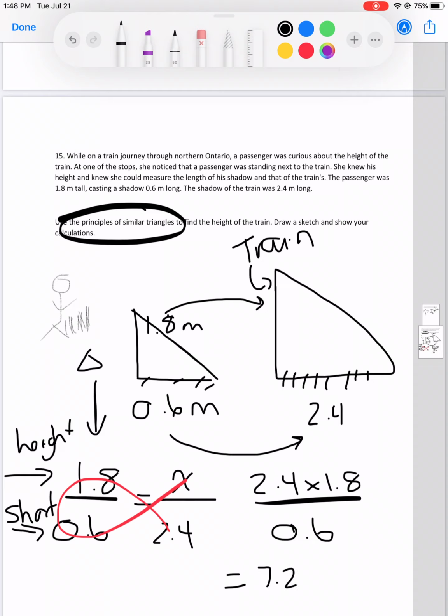Okay, so another way you can think of it is, for us to get from 0.6 to 2.4, if I divide 2.4 by 0.6, that's 4. It's a perfect 4. So that means the train is 4 times the height of the guy. Well, if I do 1.8 times 4, I know you can't see my calculations, 7.2. Okay, let me know if that helps.